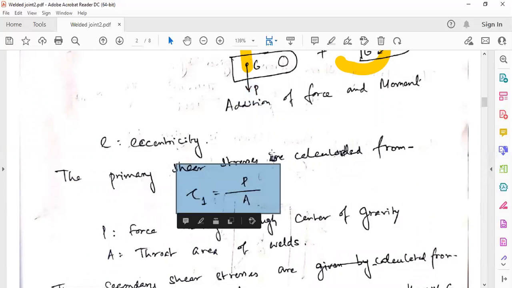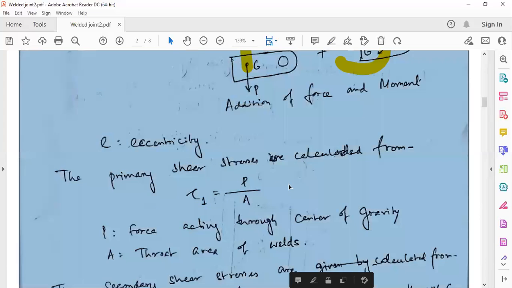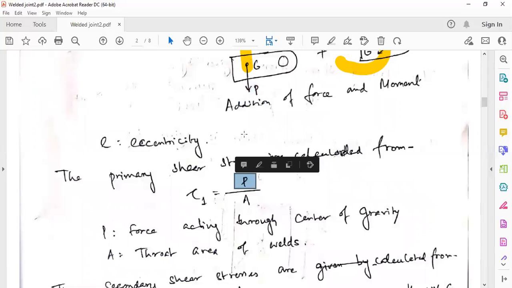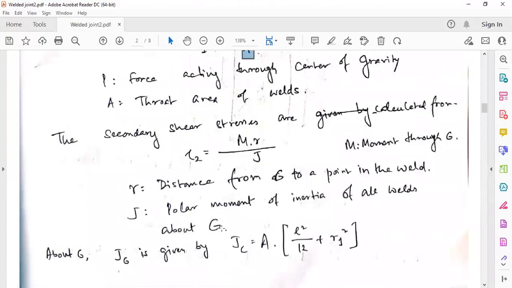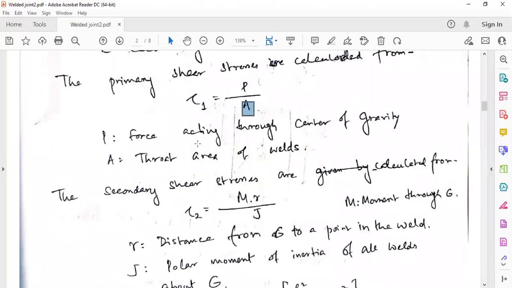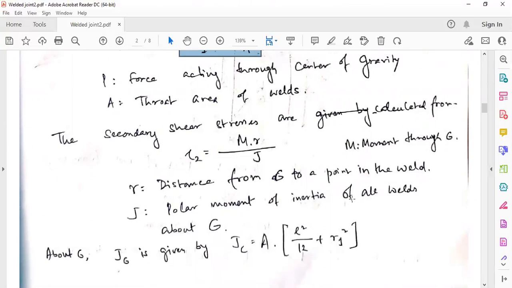Since that shear force will be passing through Z, it is divided by the area parallel to this force, the throat area of the weld. We'll see how to find that throat area, and this is just force by area. And then the secondary shear stress is calculated using this.